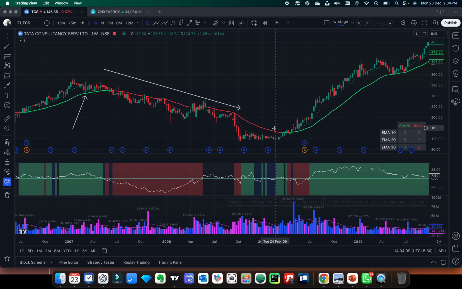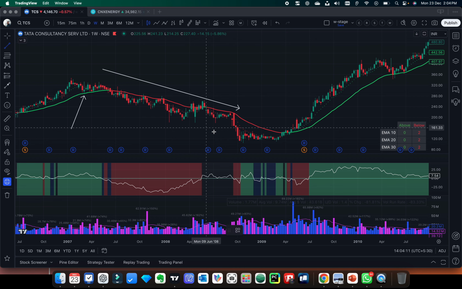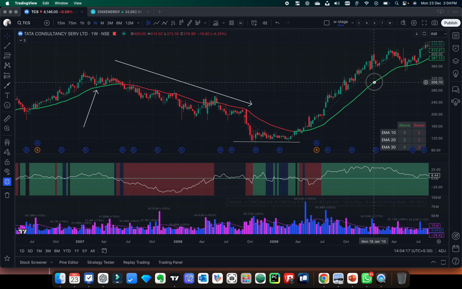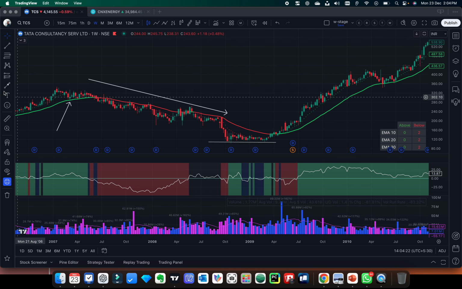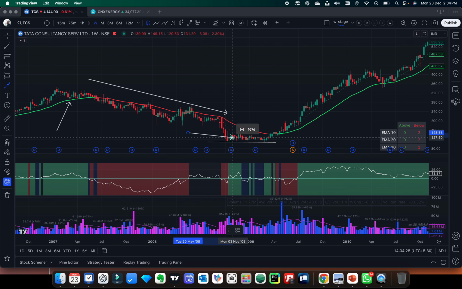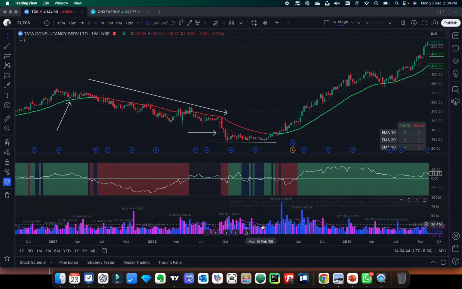Now here you see, at this particular point the TCS stock has taken a really nice support. See the price fluctuation, there is not much price fluctuation in this range. And within this period the volume is also low. Sometimes it is going up and down, but usually it is low here.